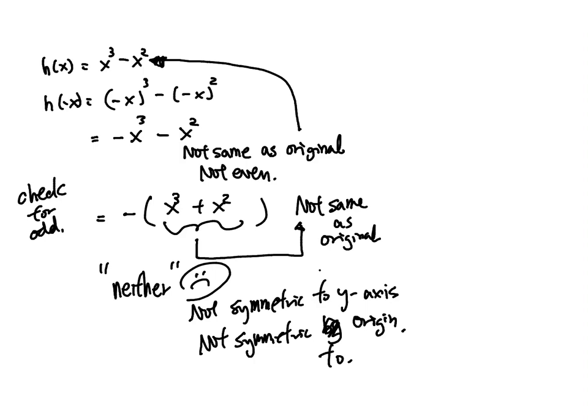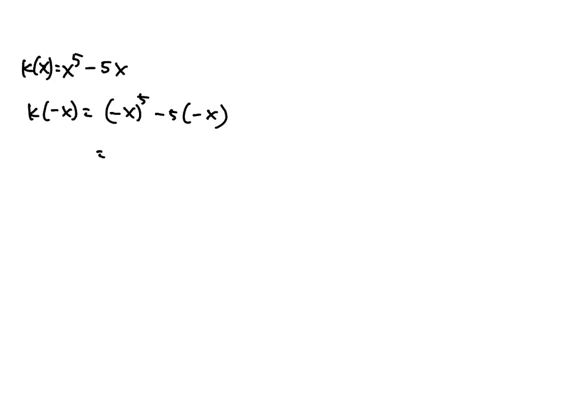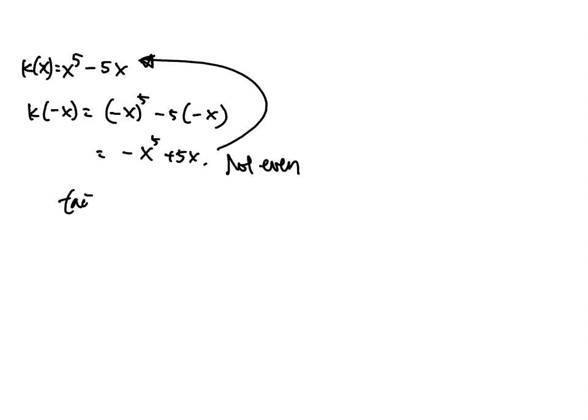Okay, next one. x to the fifth minus 5x, and this is k of x. So k of negative x is going to equal negative x to the fifth power minus 5 times negative x. So this is going to be negative x to the fifth plus 5x. This right here is definitely not even because of the original. Now factor out negative 1.